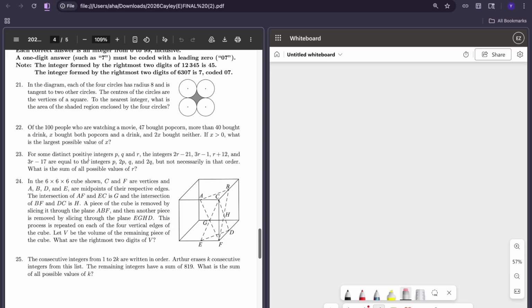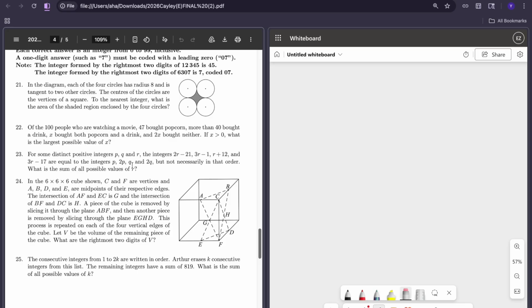For some distinct positive integers p, q, and r, the integers 2r minus 21, 3r minus 1, r plus 12, and 3r minus 17 are equal to the integers p, 2p, q, and 2q, but not necessarily in that order. What is the sum of all possible values of r?